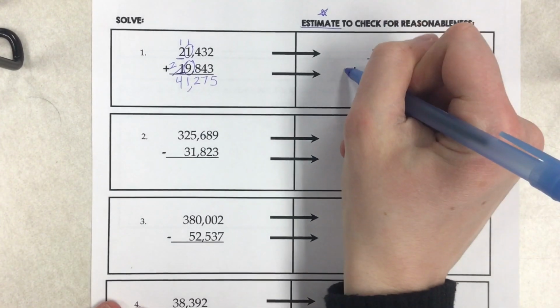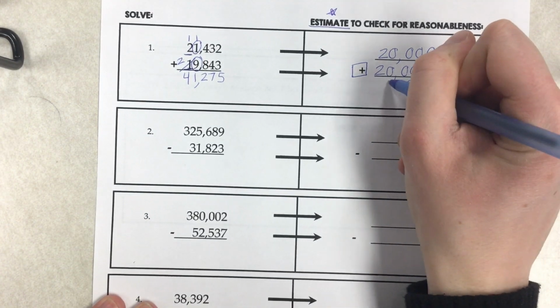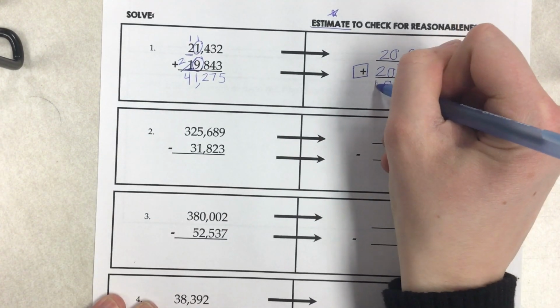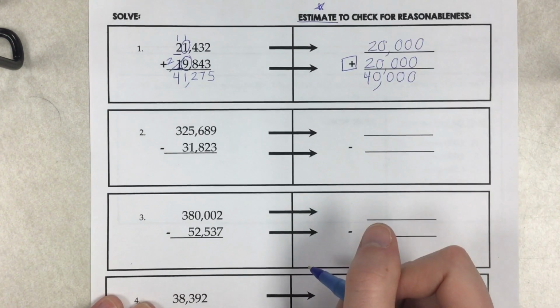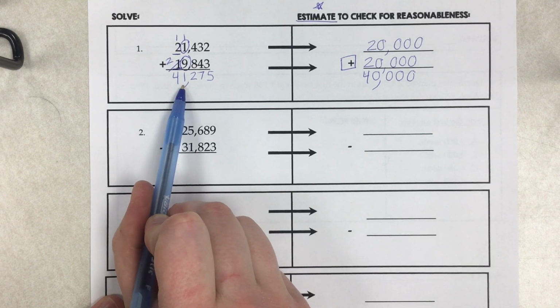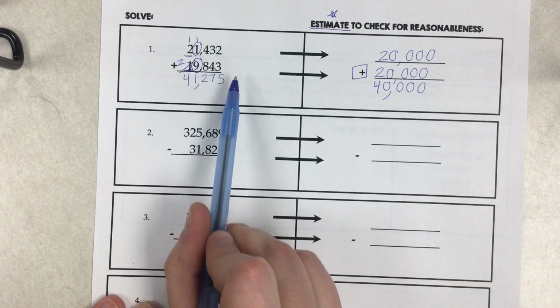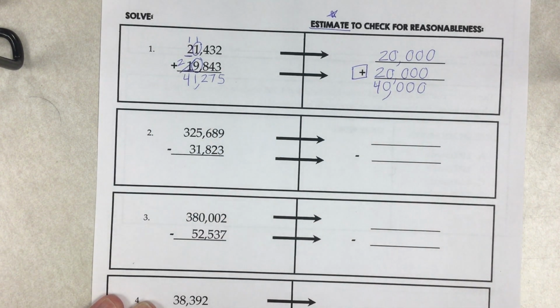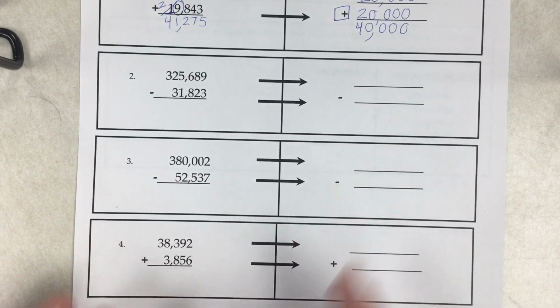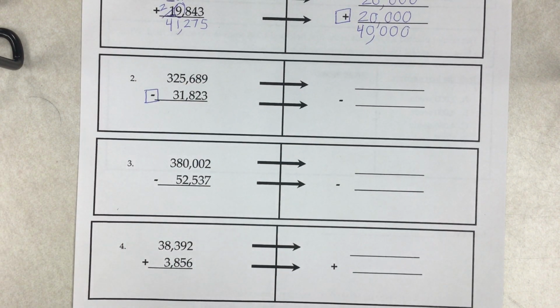Then I'm going to go ahead and, remember I'm adding. Add 20,000 plus 20,000, which is super easy to do because all zeros, and then 2 plus 2 is 4, and I get 40,000. 40,000 is pretty close to 41,275, so I would say that's a reasonable answer, and I know I didn't make any mistakes on my solving part or my estimating part. So I'm going to go ahead and move on to number 2. Number 2, 325,689 minus 31,823.